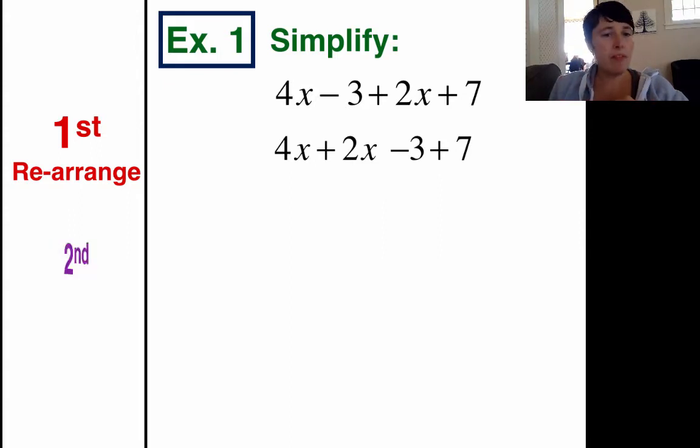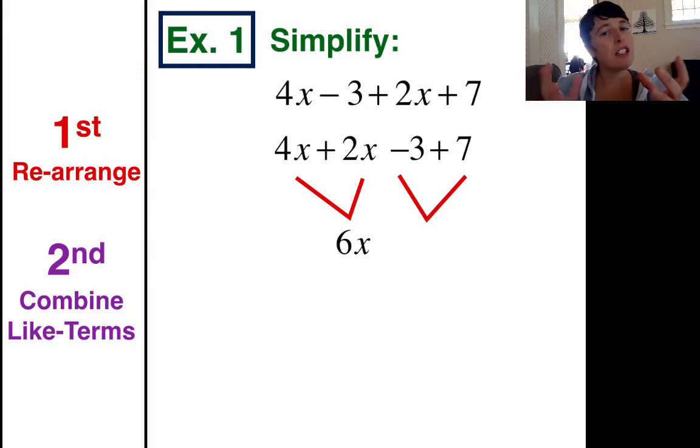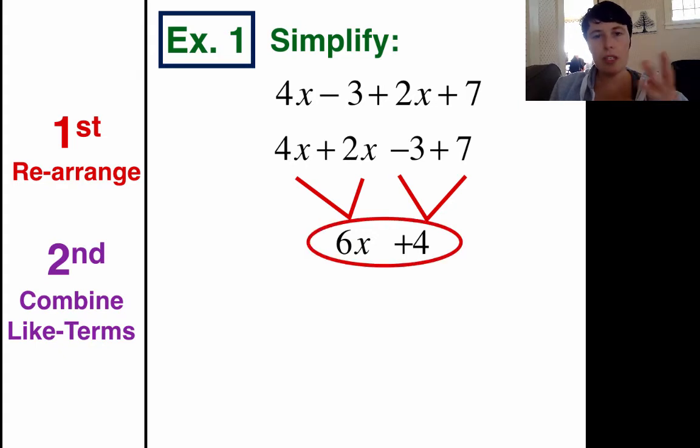Now we combine them. That's the second step. Second step is to combine like terms. That means put the 4x plus the 2x. Imagine you have 4 x's and 2 x's. How many x's do you have? You got 6 x's. So we're going to combine those together. Imagine you combine negative 3 plus 7. Negative 3 plus 7 is different sign, subtract. 7 take away 3 is 4. So we have 6x plus 4. That's our answer. We simplified 6x plus 4 and we're done.